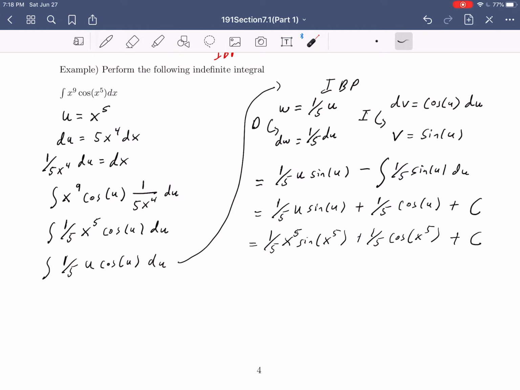All right, let's look at just a couple more basic examples here, specifically of some more interesting ways that integration by parts can be used.